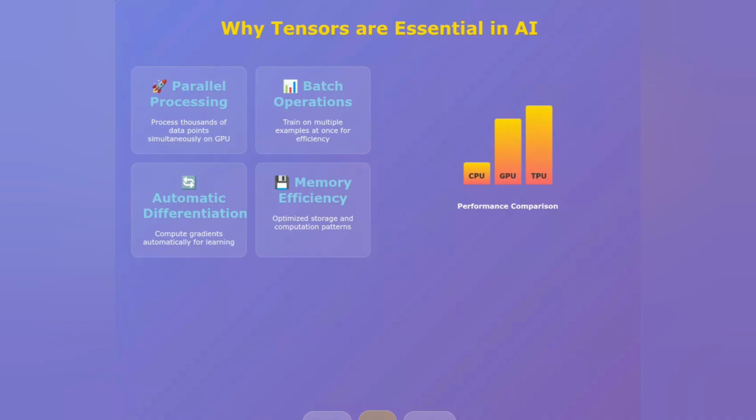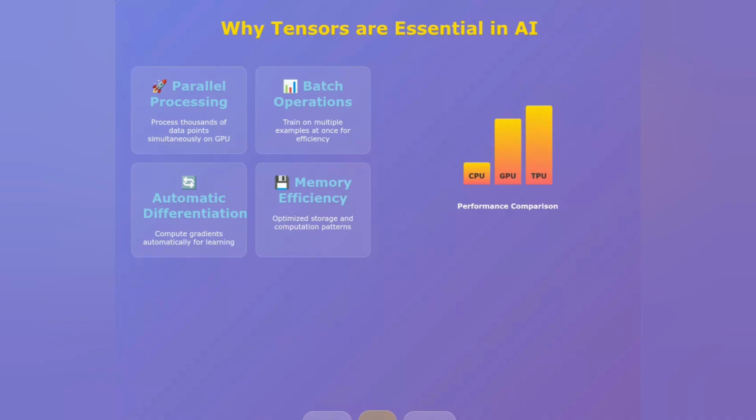Tensors enable parallel processing. Instead of processing one pixel at a time, we can process entire images or even batches of images simultaneously. This is what makes modern AI training feasible. Your GPU has thousands of cores designed specifically for tensor operations. Without tensors, training a model like GPT or ResNet would take months instead of days or weeks.